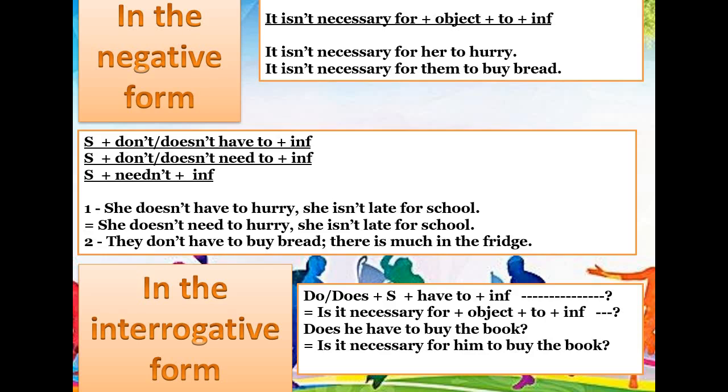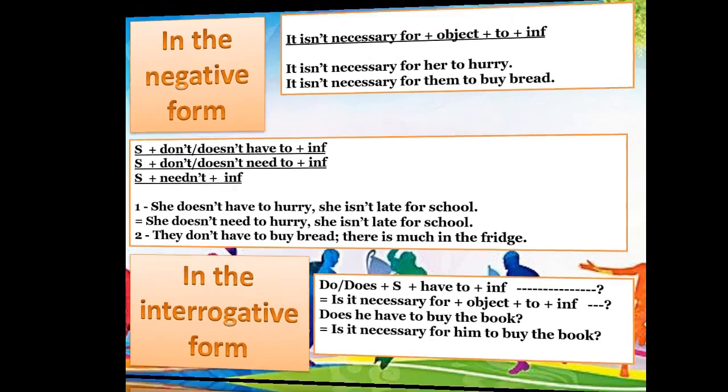Okay, to form a question, you can use do or does, subject, and have to, or is it necessary for object and verb stem. Does he have to buy the book? Is it necessary for him to buy the book? Okay, let's move ahead.